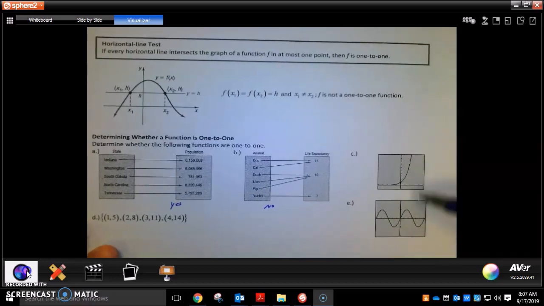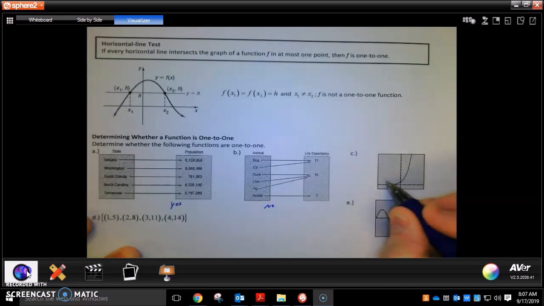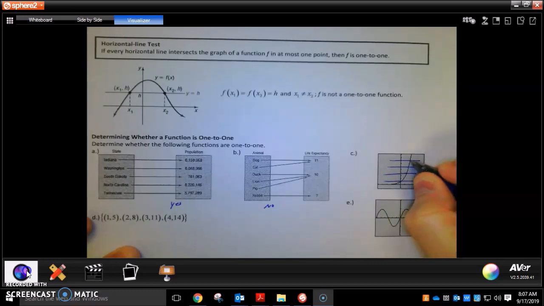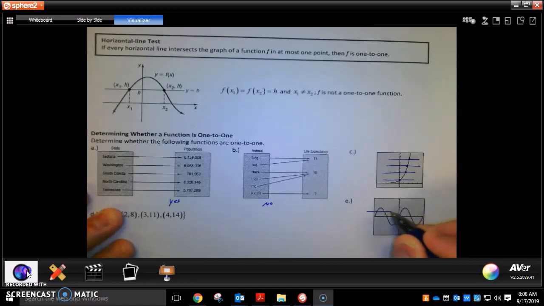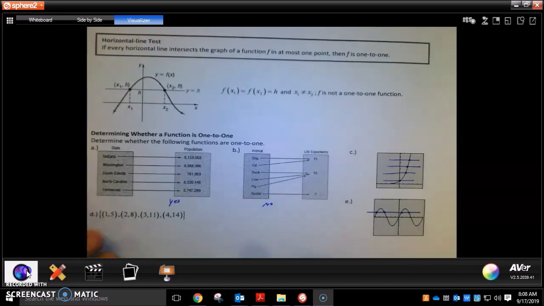Looking at these two graphs over here, this is a one-to-one function. Okay, every time I draw a horizontal line, I'm hitting my graph in one spot only. So every x gets a unique y that it gets matched up with. This would not be a one-to-one. If you draw any horizontal line, you're going to hit that graph in multiple locations. So all of these x values have the same y value. So that's not a one-to-one function.